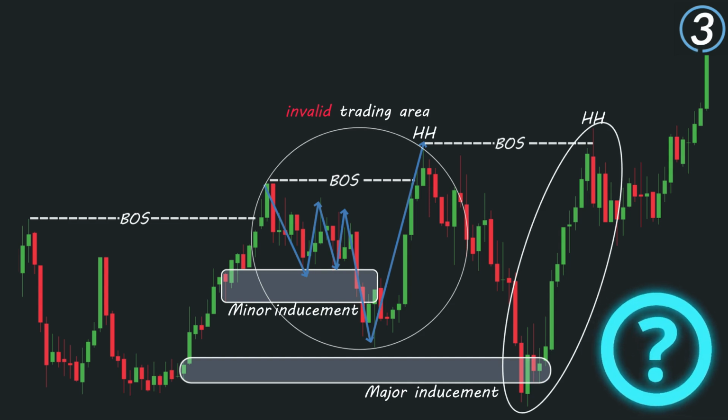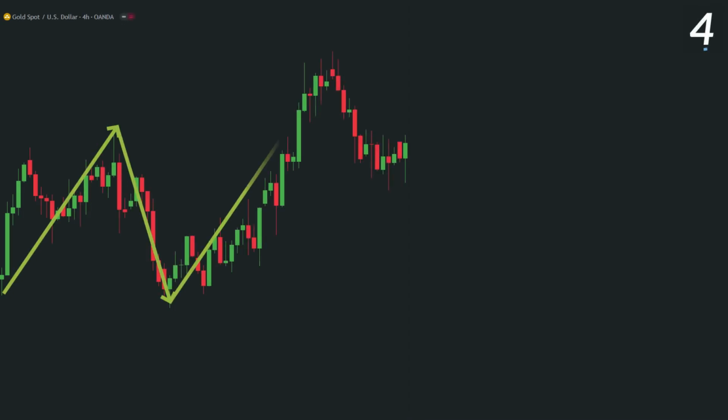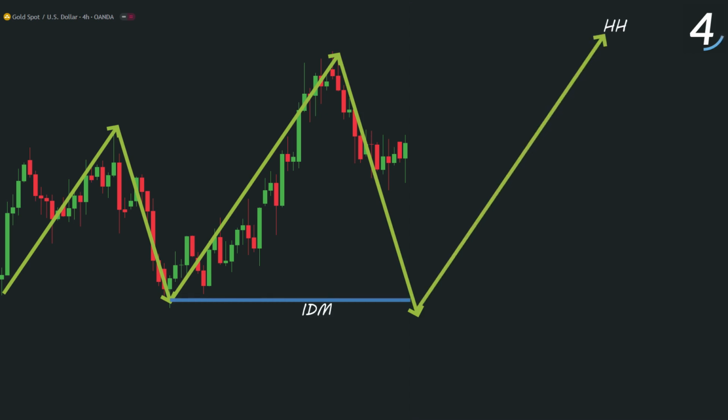So, how can we enter a trade after a major inducement has formed, and what conditions need to be met? The first step is to analyze the market structure on a higher time frame. Here, we have the 4-hour chart of gold to US dollar. Based on previous information, we expect that during a bullish movement, the market will form an inducement before creating a new higher high. Once this inducement is formed and the price resumes its upward trend, we can start looking for entry confirmations to take a trade.